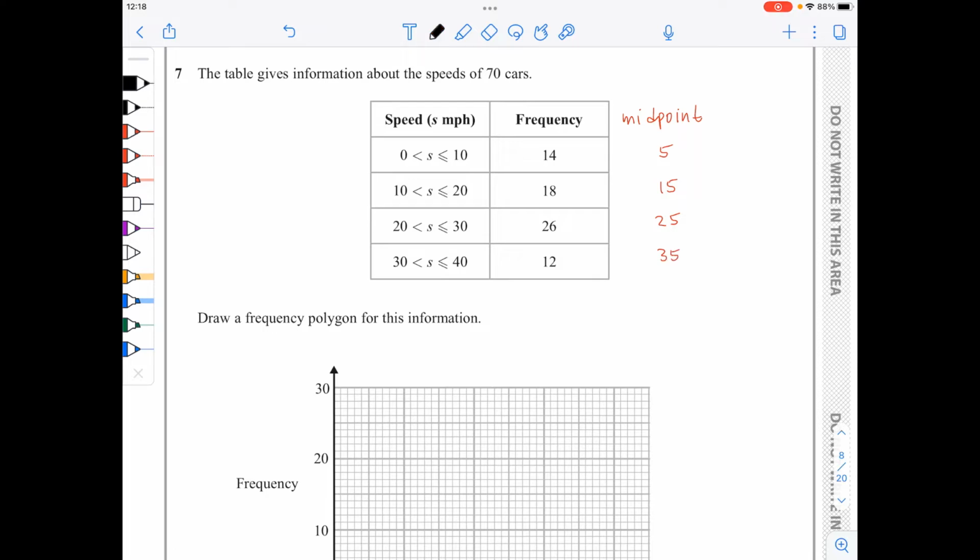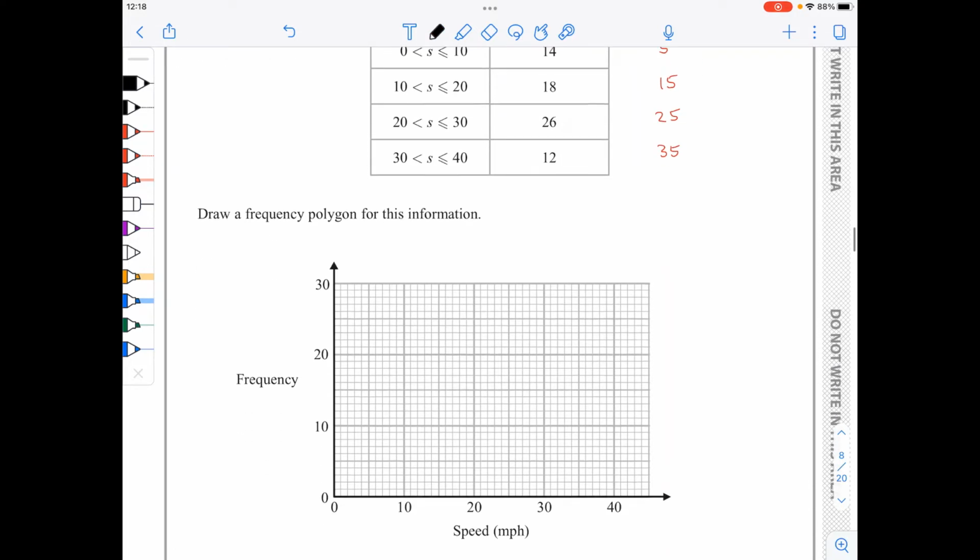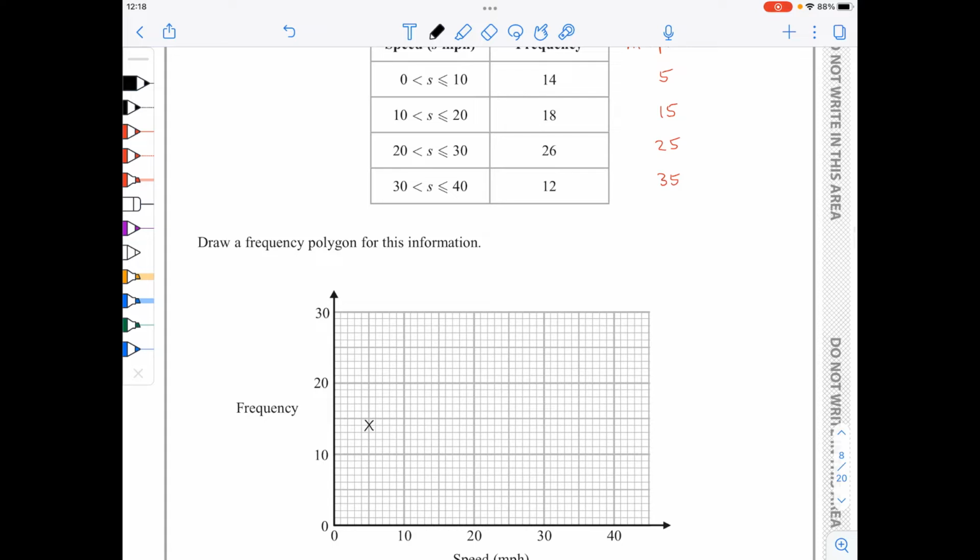So I will start by identifying the points. So 14 against the 5, then it's gonna be 18 against 15, then it's gonna be 26 against 25, and then it's gonna be 12 against 35. And I will be joining these with straight line segments to give me the frequency polygon. Should look something like this.